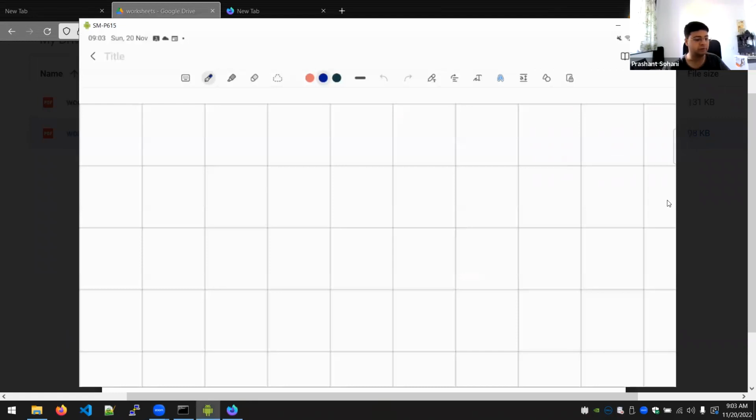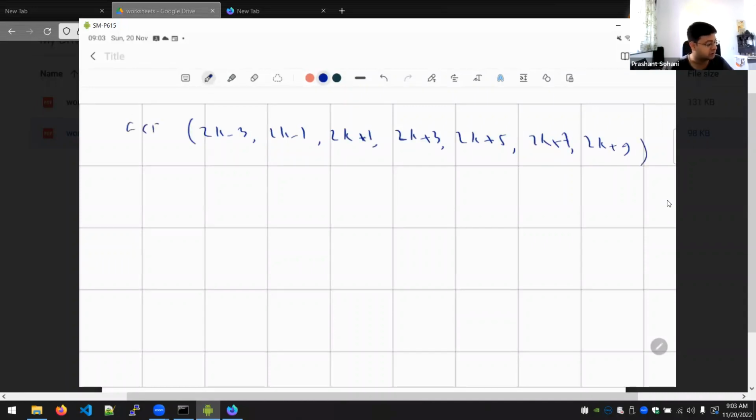All that we're asking is that if you have any 7 consecutive odd numbers, like 2k minus 3, 2k minus 1, 2k plus 1, etc., plus 9. Don't know why I started with 2k minus 3; I thought it would be symmetric, but it's not the case. In any case, if you have 7 consecutive numbers and you find their GCD, what are some factors which are guaranteed to be part of the GCD?